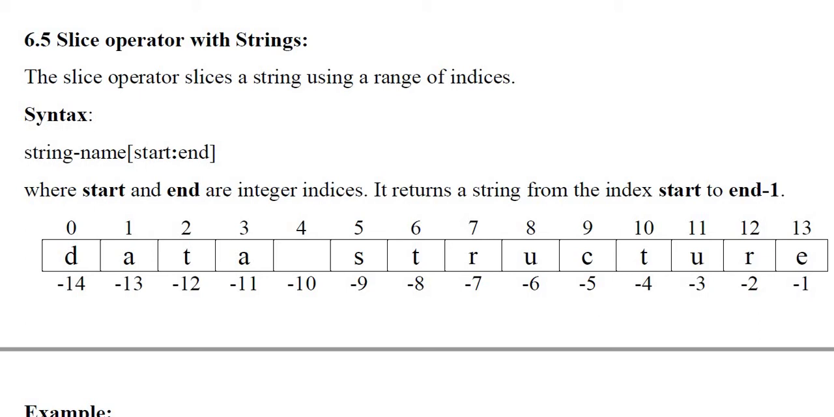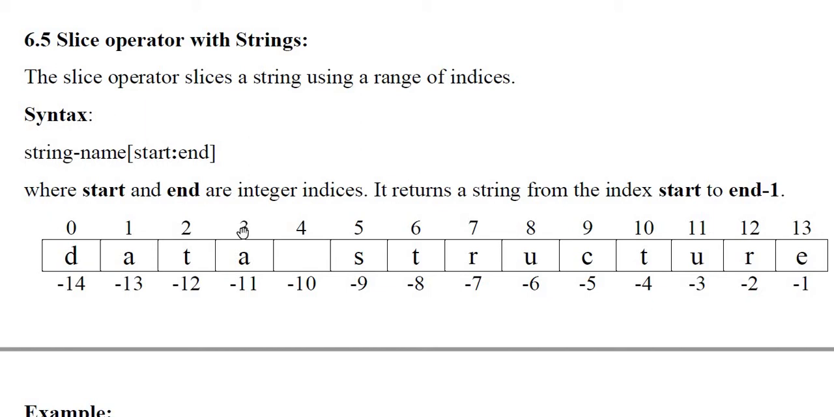Similarly here, if we take some string, like "data structure", and I want to slice this, I have to take some part of that string, not the whole string. So the slice operator slices, meaning pieces, a string using a range of indices. What do you mean by range of indices? Indices means index. If I say I want "ta" from "data structure", that means the index will start from 2 and end on 3.